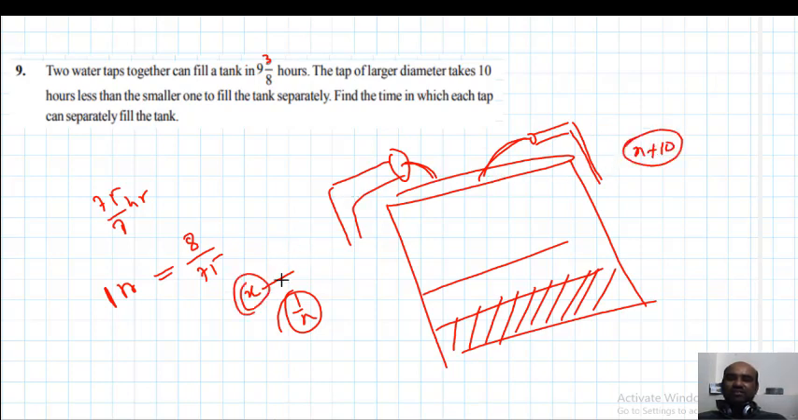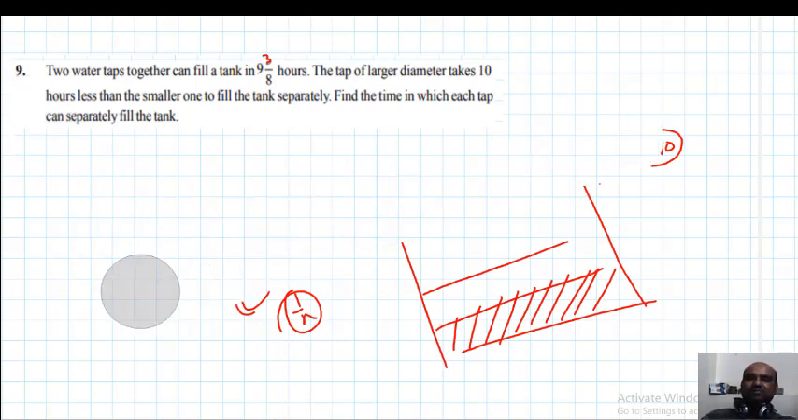The larger is taking x hours, the smaller should be taking more, no? As per the problem, it is 10 hours more. So that's why the smaller tap can fill the tank alone in x plus 10 hours. By using this concept, you can find the solution. Listen.